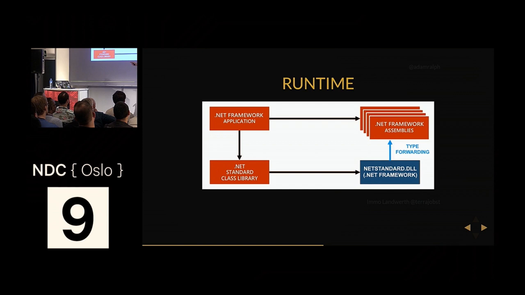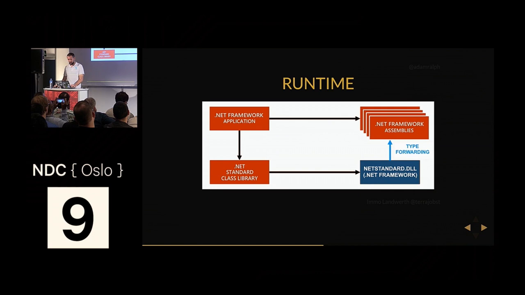So when the runtime sees you're returning system object, which is .NET Standard DLL system object, it looks in .NET Standard DLL for system object. This .NET Standard DLL says, actually, it's in MS Core Lib up here. Does that make sense? Yeah, I see a few nodding heads.